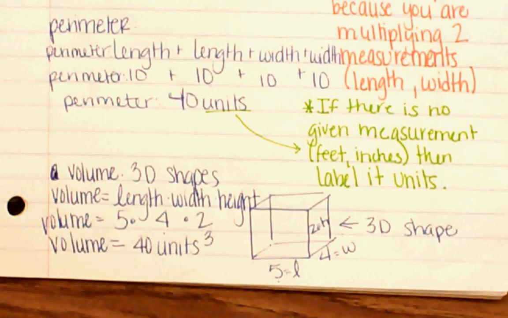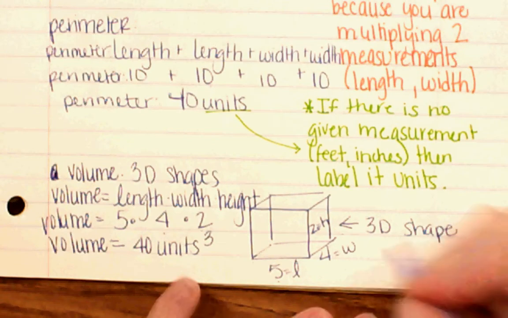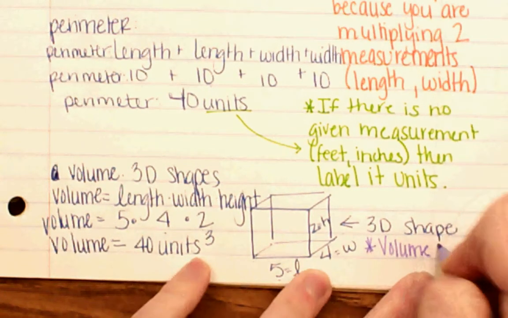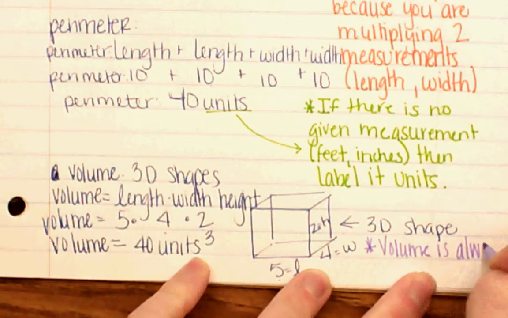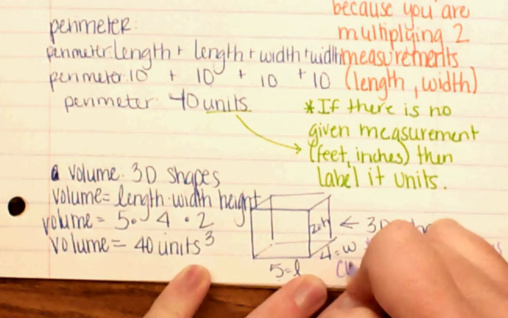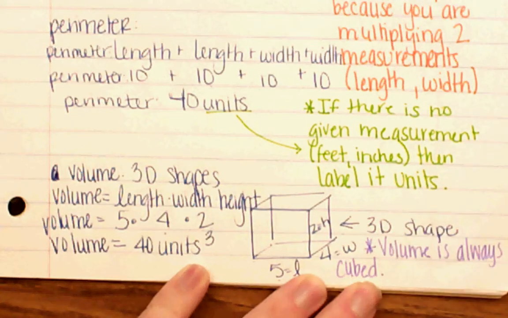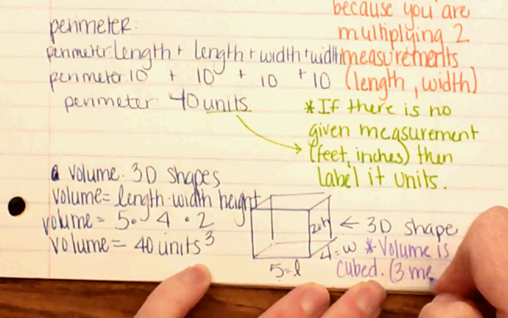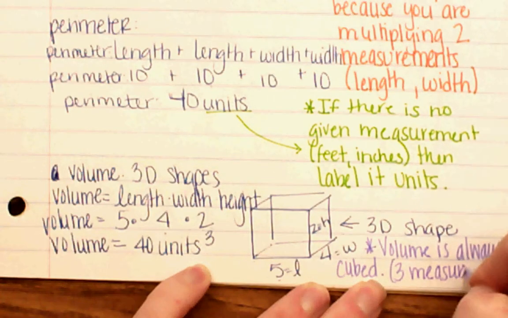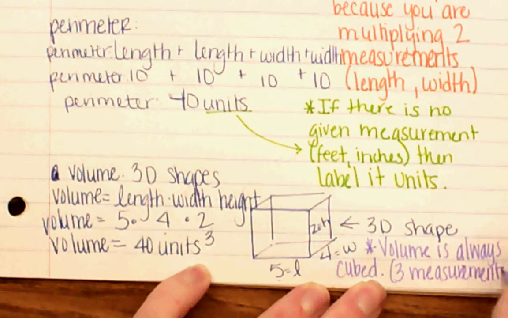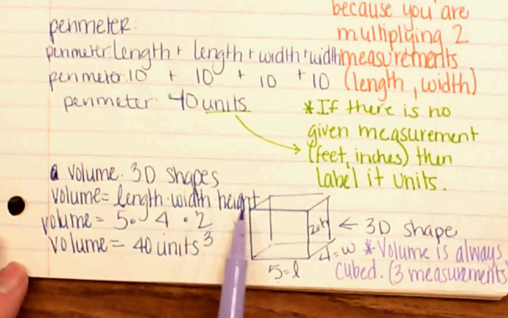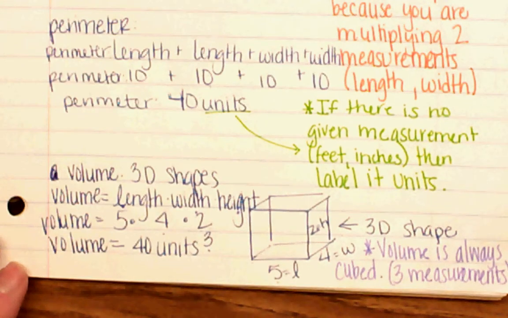So in volume, you might want to write this down too. Volume is always cubed. And I'm running out of room, but I'll tell you why. It's always cubed because you have 3 measurements that you're dealing with, or you're multiplying. There's always 3 measurements you're multiplying. You're always multiplying the length, the width, and the height, so you know it's cubed.